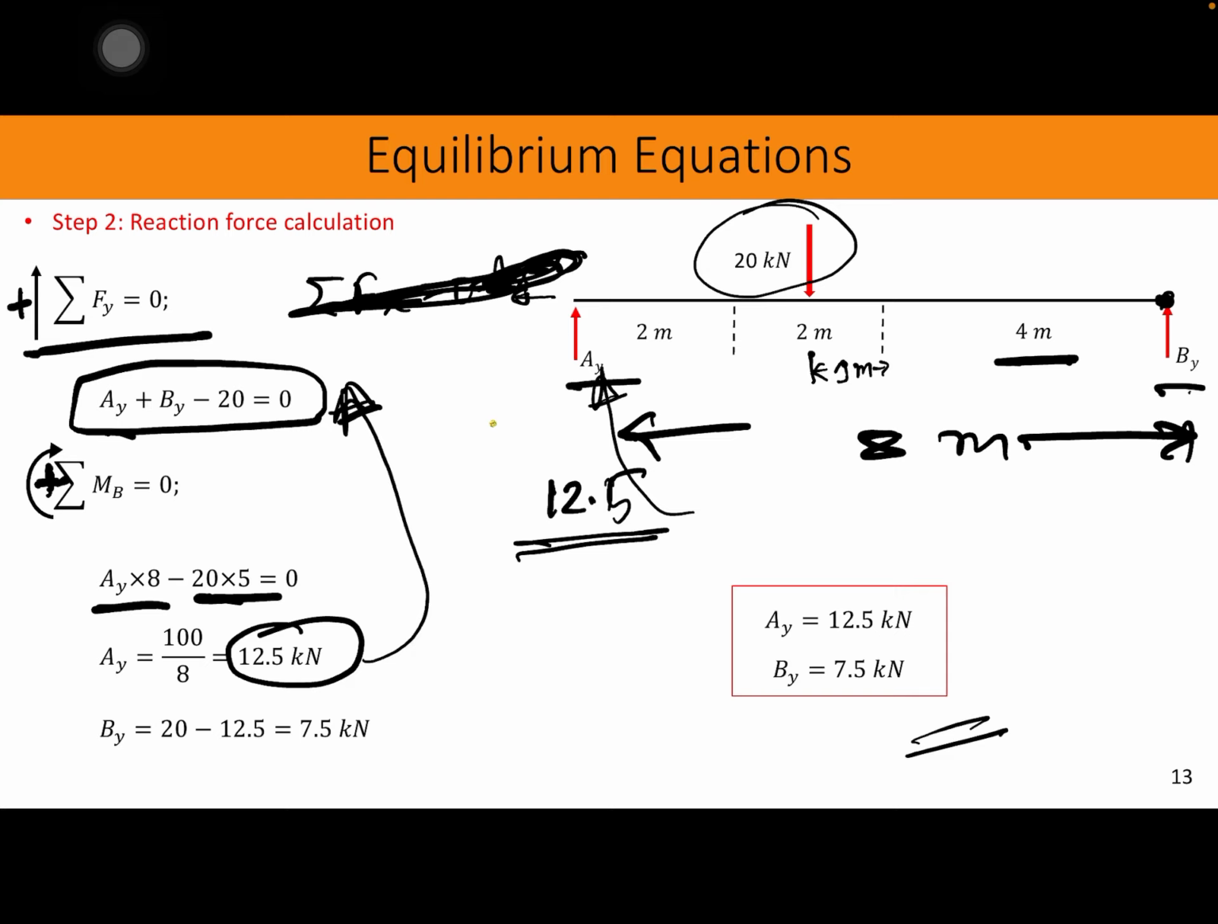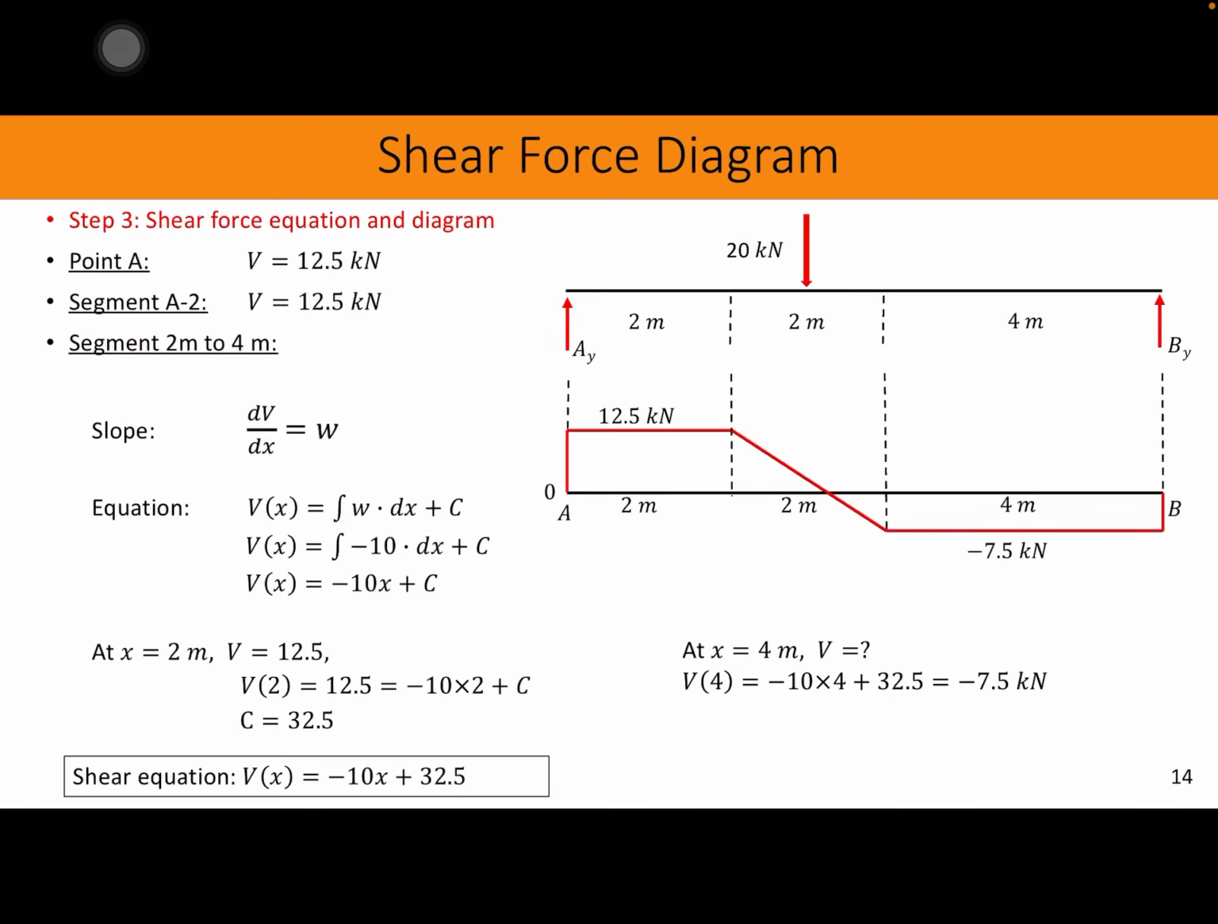So at this point, what we did is draw a free body diagram, use the equilibrium equations, and calculate the reaction forces. Step number 3 is plotting the shear force diagram. But how can I do that? First we need the shear force equation. Using that equation we can draw the diagram.